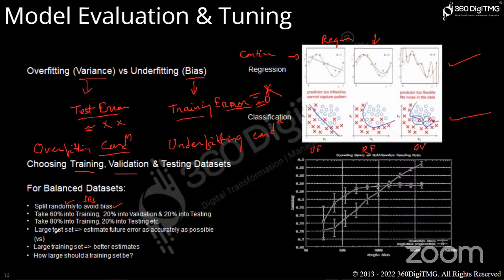If you have a large test set, it will be very hard to estimate the future. So the training set should be as large as possible. If the test set is larger, we will not get a better estimate. So a large training set will give better estimates. These are the various steps you should be following.